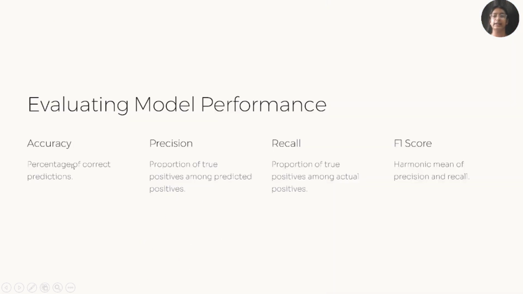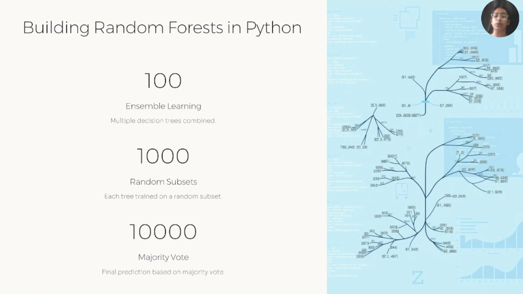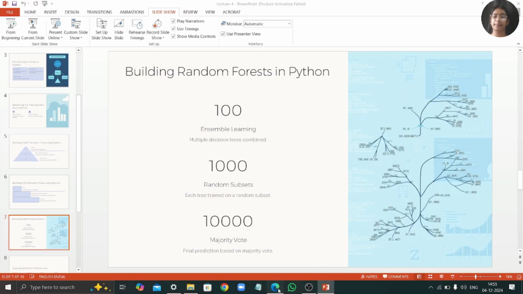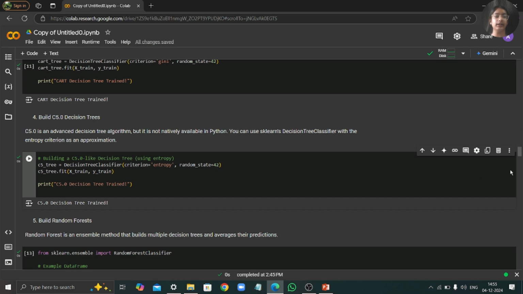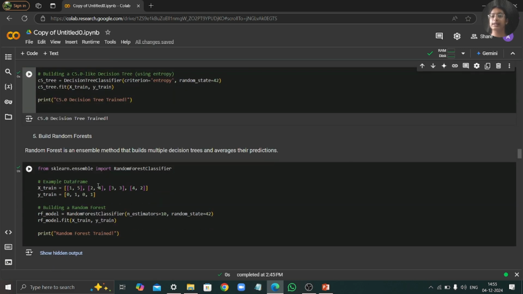So this is random forest, compiling many decision trees into one as the output. Evaluating model performance can be done with accuracy, precision, recall, and F1 score. These are the parameters which can be used to evaluate the model. But first we can see the code for our random forest. This is the code to build a random forest using Python. It is an ensemble method that builds multiple decision trees and averages their predictions. As I said, multiple decision trees are used and their predictions are averaged.